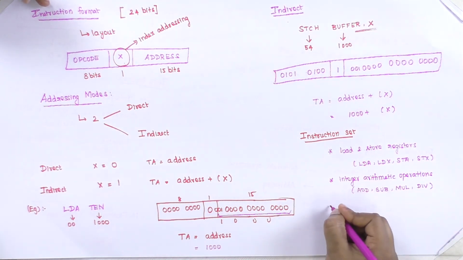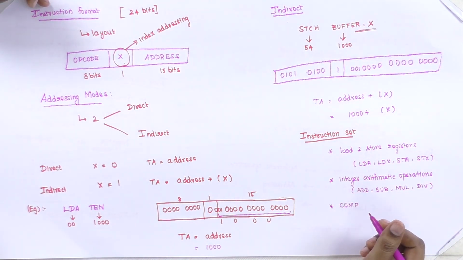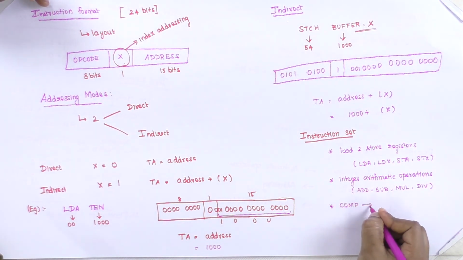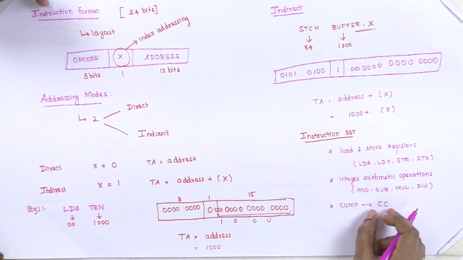Next, COMP instruction, that is compare instruction. So this compare instruction will compare the value in register A with the word in memory. After comparison, it sets the condition code CC. As I told before, condition code will help to store the result of the condition.